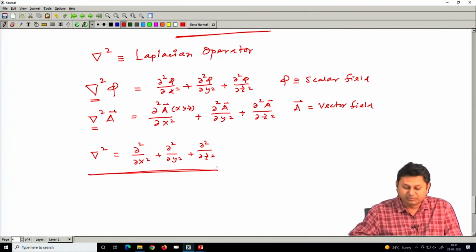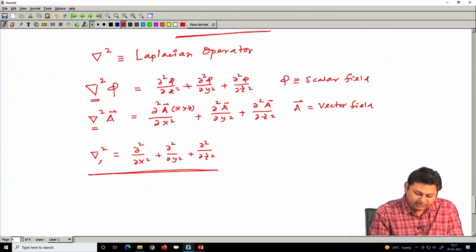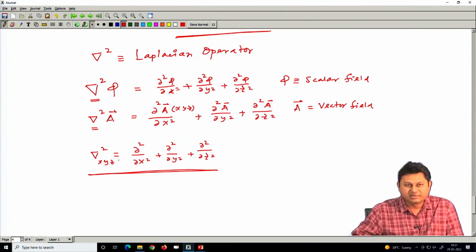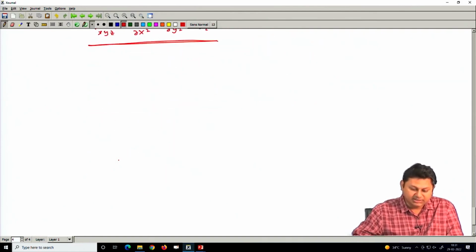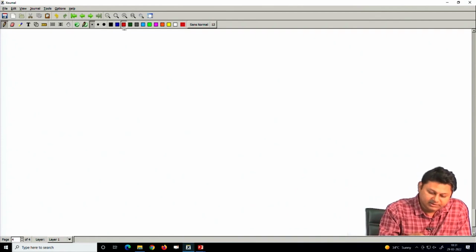Later we will discuss more about this operator and its form in other coordinate systems, which is very important. Mind it, this is in the Cartesian coordinate system. This is very simple, but for other coordinate systems like cylindrical and spherical it is not that easy, so we will need to check and find this out. Now, today's topic that we would quickly like to understand is the curl of a vector function.